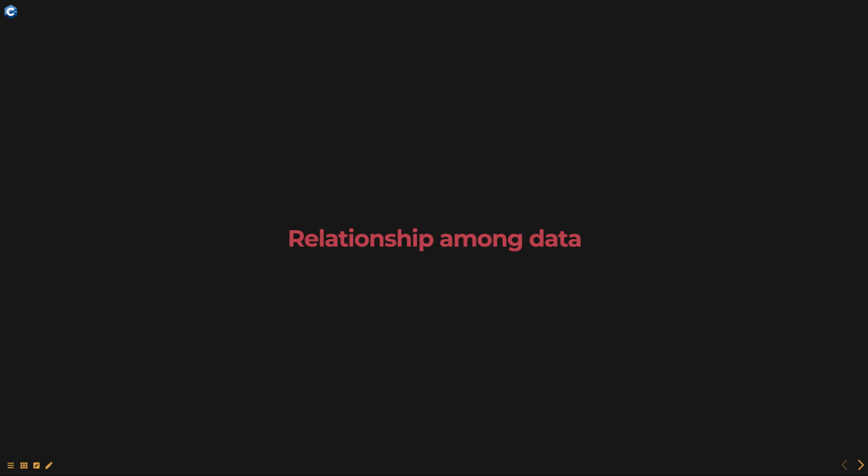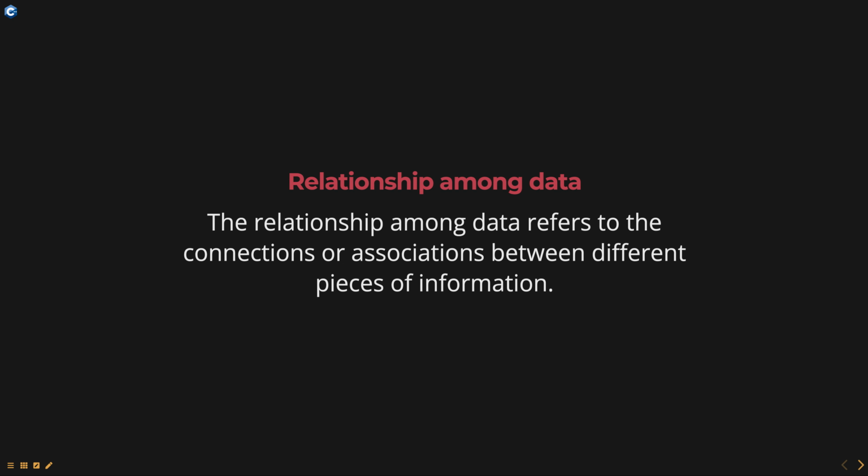Hello everyone. Today we are going to talk about relationship among data, part of data structures using C++ course. The relationship among data refers to the connections or associations between different pieces of information. In computer science, data relationships are often modeled and represented using data structures and algorithms.